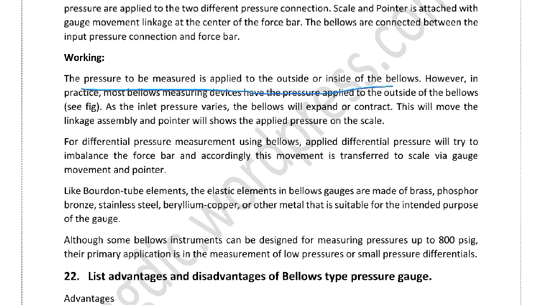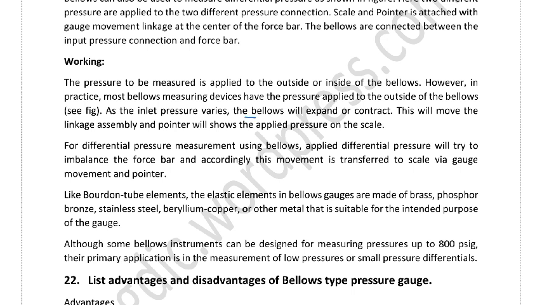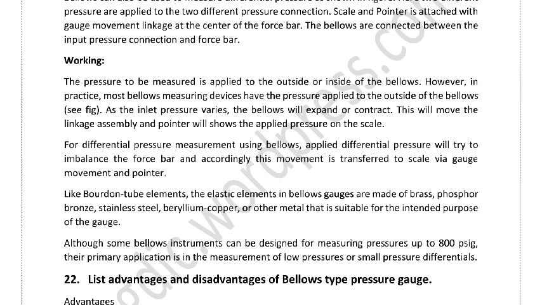However, in practice most bellows measuring devices have pressure applied to the outside of the bellows. As inlet pressure varies, the bellows will expand or contract. Based on the pressure, the bellows contract or expand, and this will move the linkage assembly. This will move the linkage and pointer on the scale.